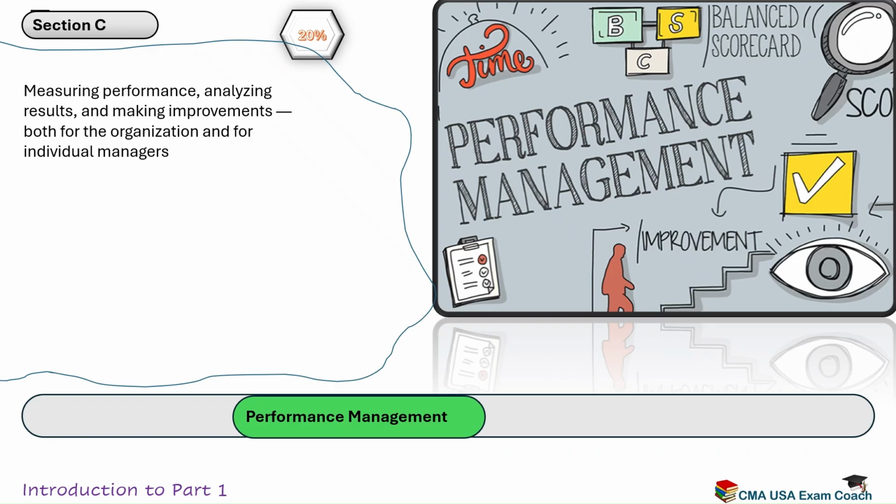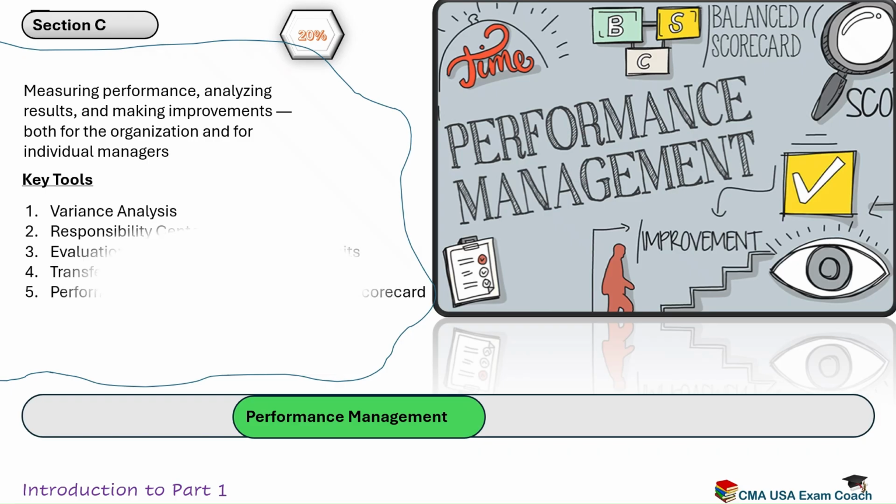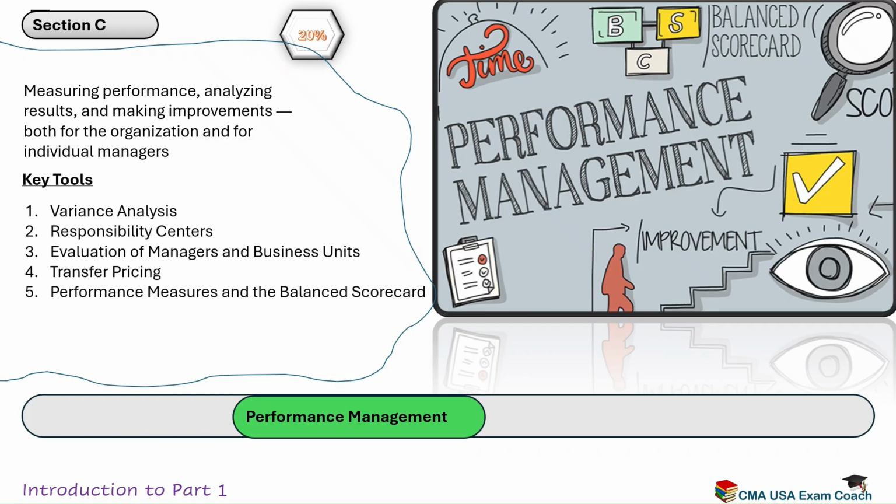Let's go through the key areas covered in this section. 1. Variance analysis. Variance analysis is the heart of performance evaluation. Here, we compare what we planned, the budgeted figures, with what actually happened, the actual results. The difference between the two is called a variance. For example, if the company planned to spend $10,000 on materials, but actually spent $12,000, that's a $2,000 unfavorable variance.